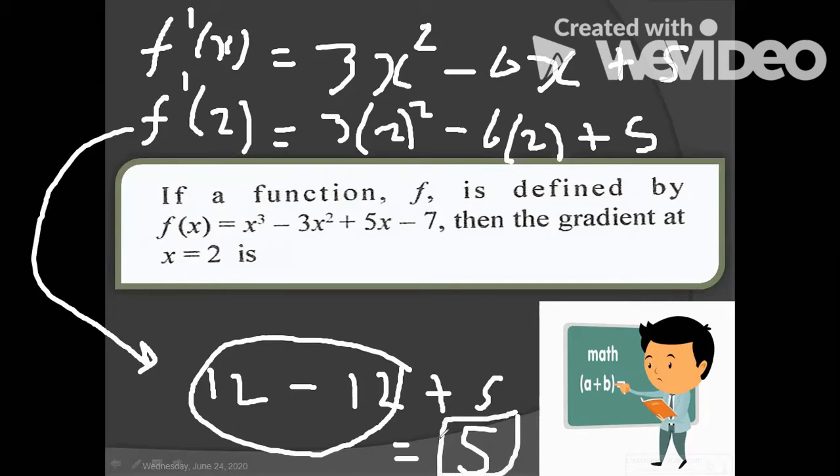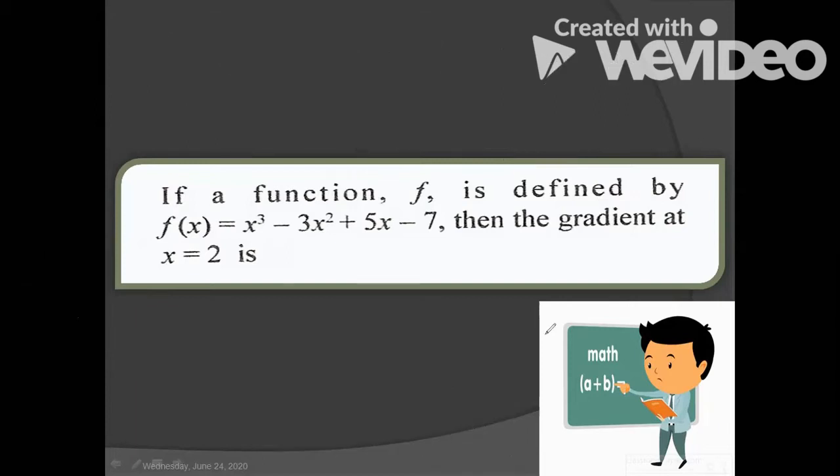Alright, as you can see, that gradient is a positive gradient, so it will be like falling to the right. Alright, so let's move on to the next question.